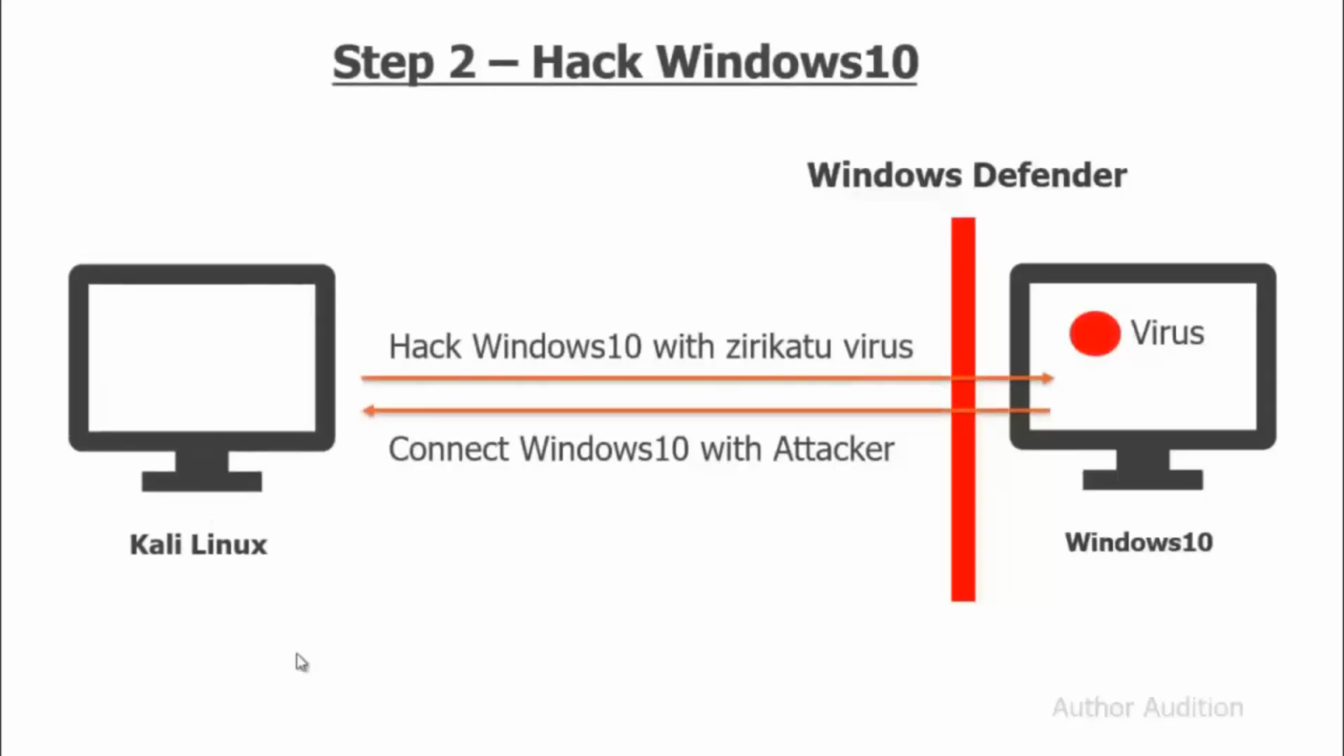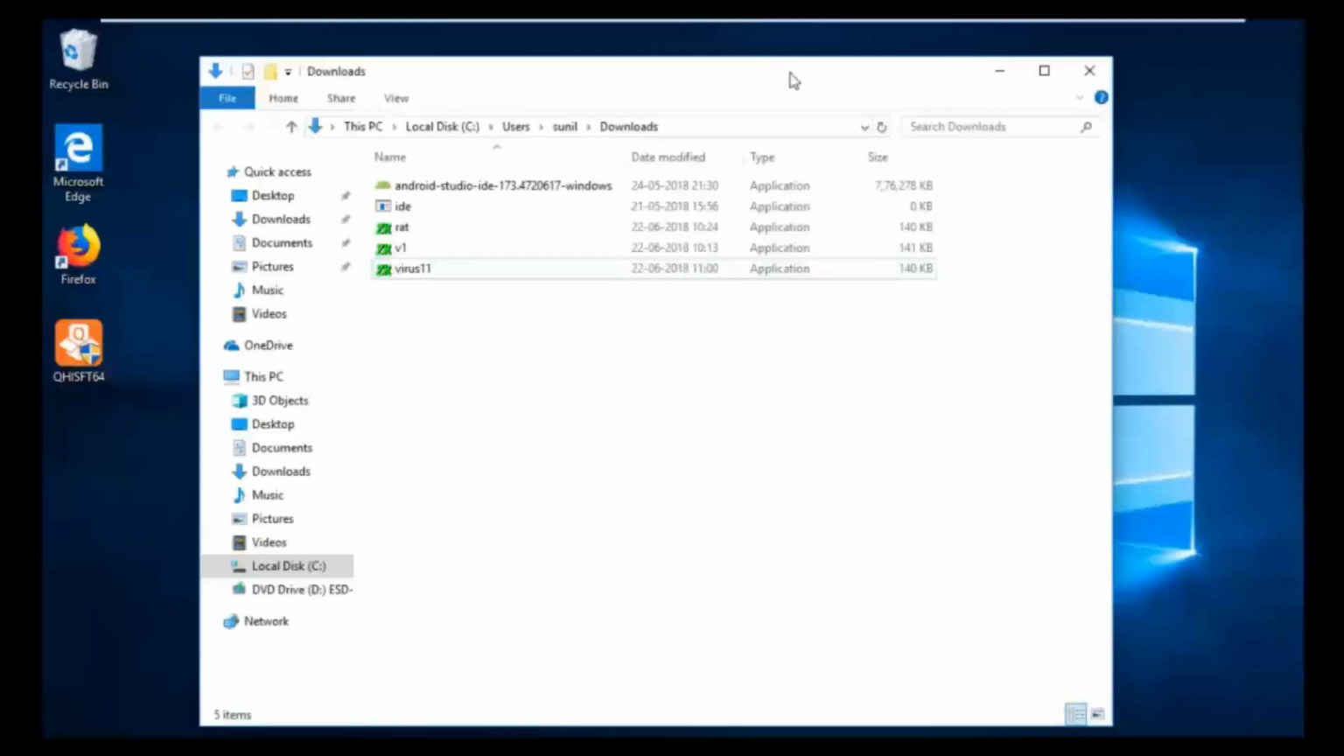In step 2, after transferring the virus inside the Windows 10 machine, we need to create a connection between Kali Linux and Windows 10 by using Metasploit. So we need to create a Meterpreter session in between Kali Linux and Windows 10 using the Setoolkit virus. Now we are going to talk about how to attack on Windows 10 machine and how to get access completely.